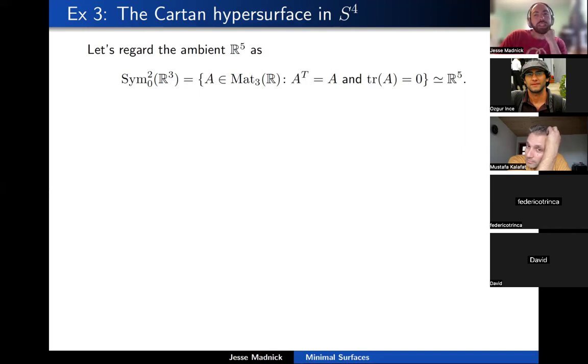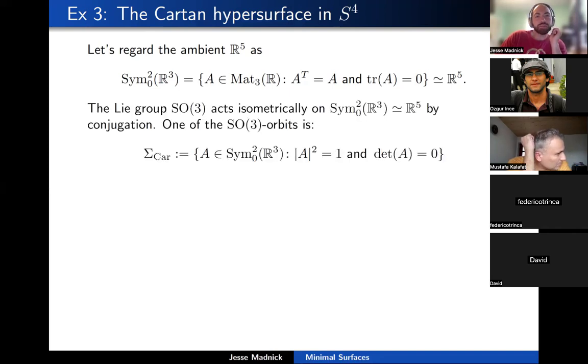So to explain this, I want to think of R5 in a funny way. I want to think of R5 as consisting of trace-free symmetric 3x3 matrices. So R5 is the set of 3x3 matrices that are symmetric and have trace 0. That's a 5-dimensional vector space. And what you know from linear algebra is that SO3 acts isometrically on R5, so it preserves the unit 4-sphere. And the action is by conjugation.